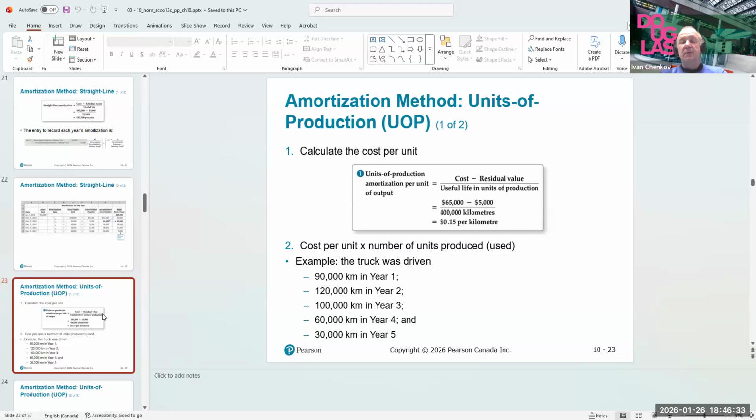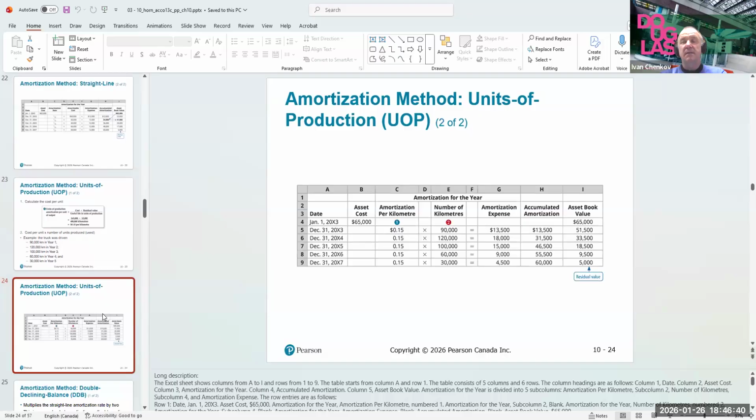And then the next thing that we need is information about how many kilometers the asset was used every year. And then we're going to apply the amount that we get. So every time we're going to apply 15 cents per kilometer, what's going to drive the amortization expense will be the amount of kilometers that the asset has been driven.